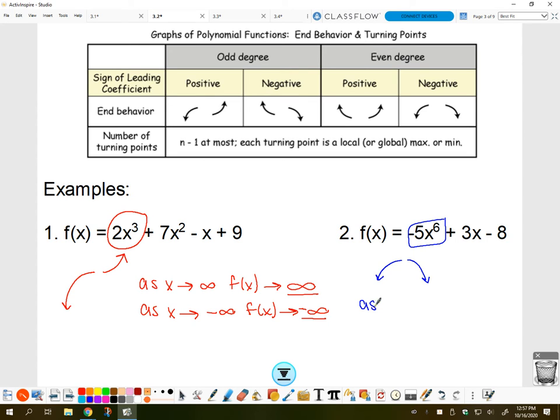Alright, so to fill in our end behavior statements, as x approaches positive infinity, the function is going down. So it is approaching negative infinity. As x approaches negative infinity, so as we move to the left, the picture is approaching what? So as we move to the left, it's also going down. So it approaches negative infinity.